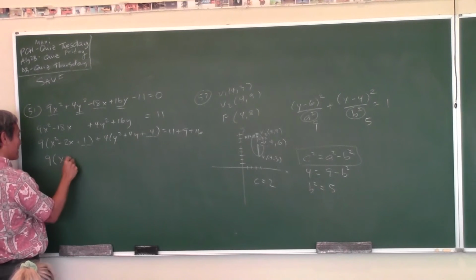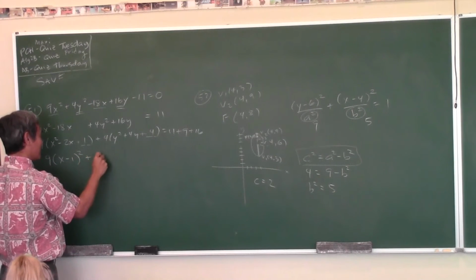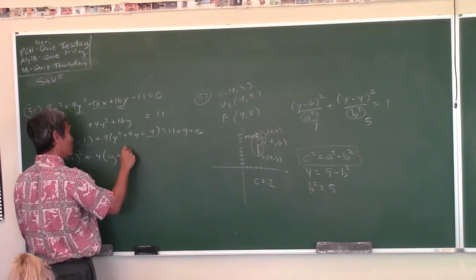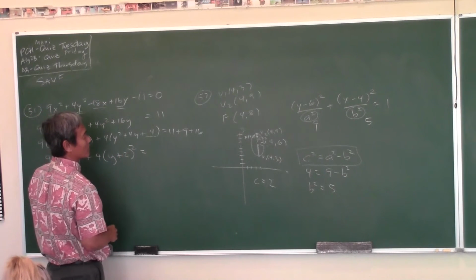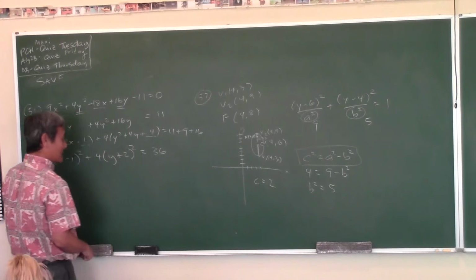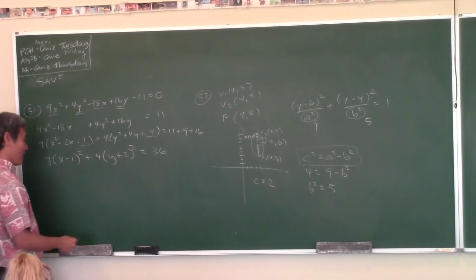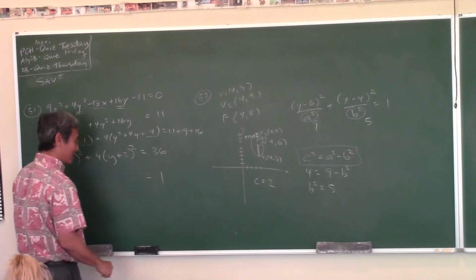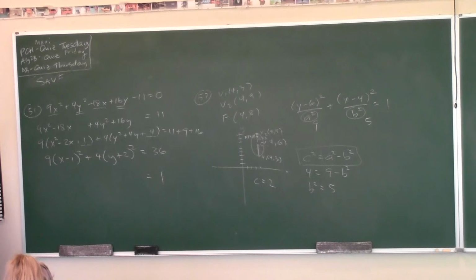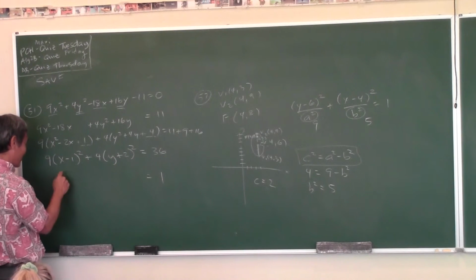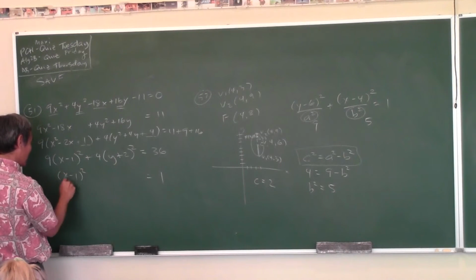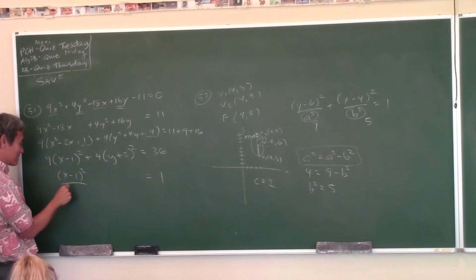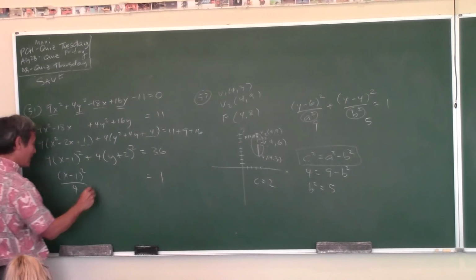9 times (x minus 1) squared plus 4 times (y plus 2) squared equals 36. Now, to put this into standard form, you need this side to be 1. So how do I get that side to be 1? Subtract 36 from both sides. No, you divide by 36. So if I divide this by 36, see how it comes out nice? 9 goes into 36 4 times. See, it comes out 9.